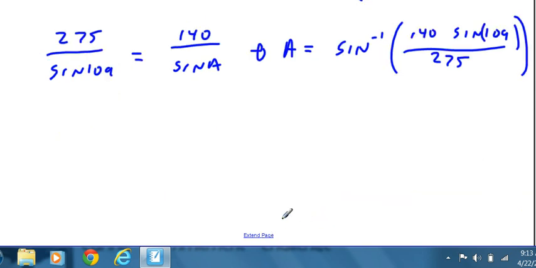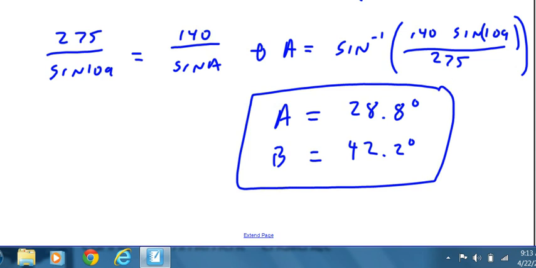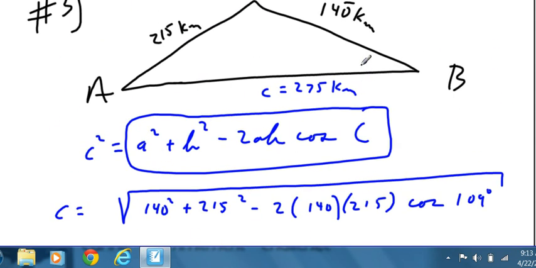I end up with my A being 28.8 degrees. I then subtract 180 minus that answer, minus the 109, and I end up with B being 42.2 degrees. And now I'm done. There's my A, my B, and I already solved my C up there. See, I got 292.2.